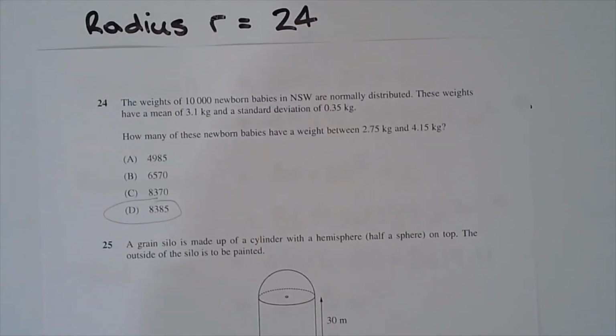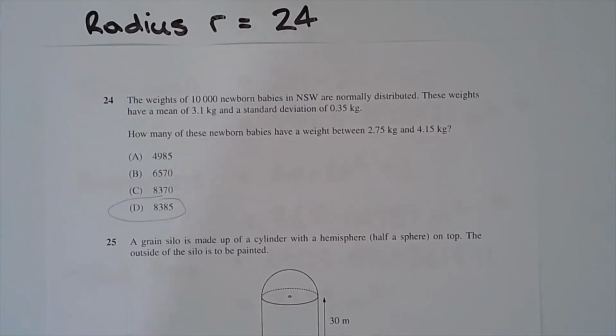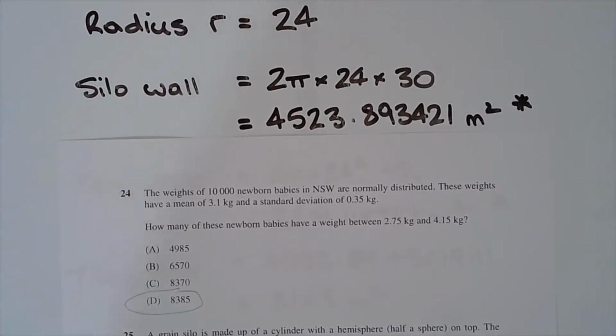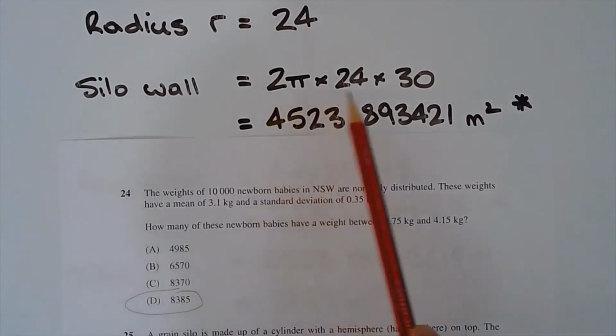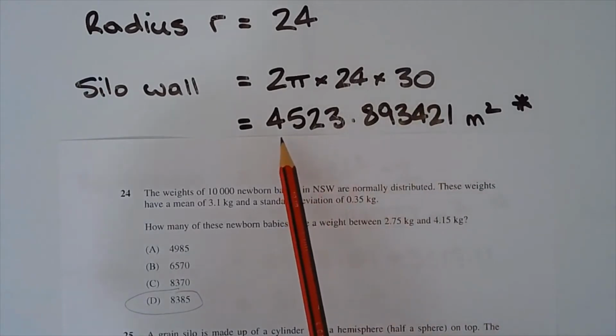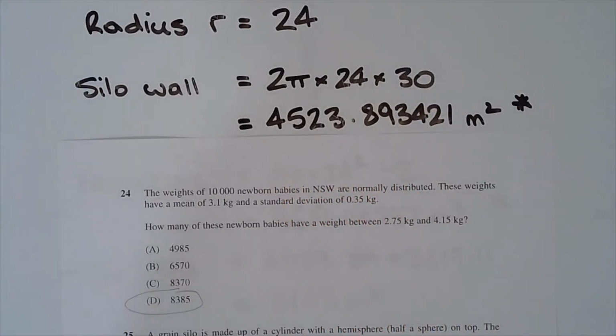So the first thing we'll work out is the radius, and the radius is half the diameter, so the radius R is 24 meters. The next thing we'll work out is the surface area of the silo wall, so just the curved surface of the cylinder, and that's 2 pi times R times H, for the height of the cylinder, and that gives us 4,523.89 square meters.